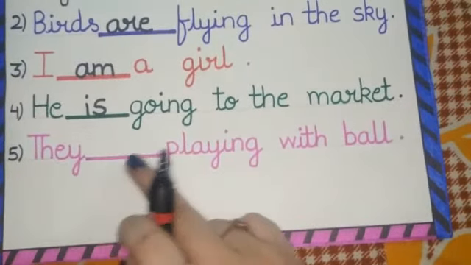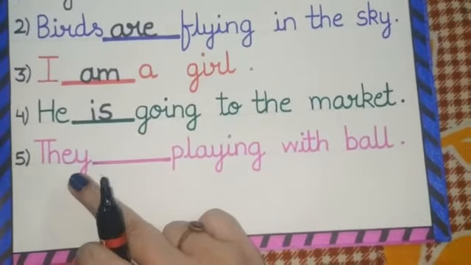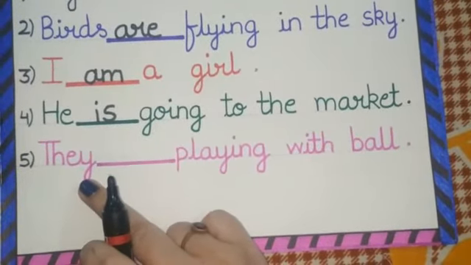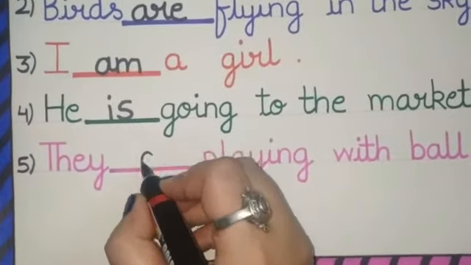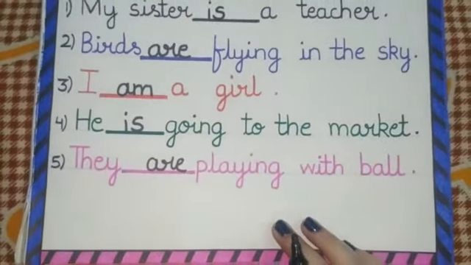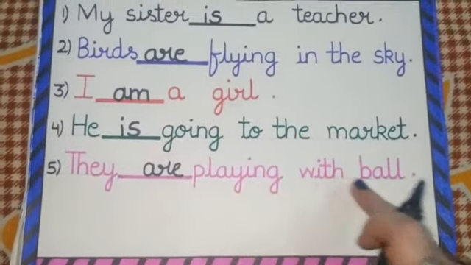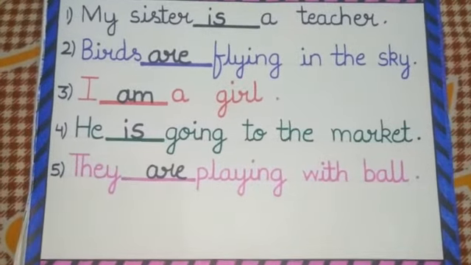Fifth one, we have they dash playing with ball. Our sentence is starting with they. They means we are talking about more than one person. So we will write here A-R-E. Okay, they are playing with ball because they is used for more than one person.